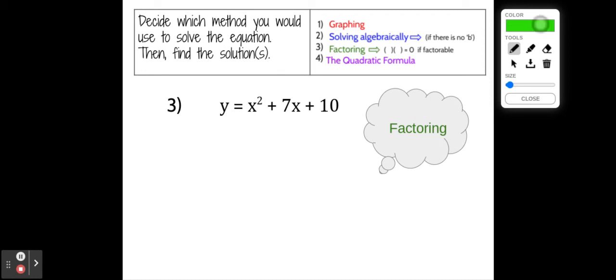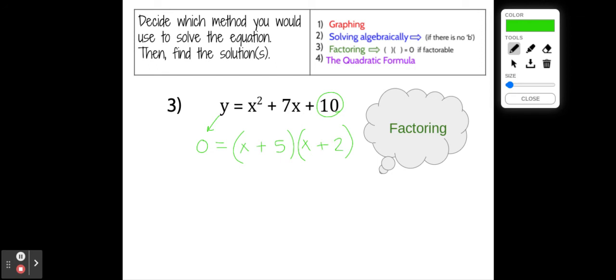So let's do factoring. Okay, so I'm going to set y equal to 0. And I'm going to factor this. Oh, that kind of turned out goofy. Try that again. Okay, so we know that this is going to be x times x. And now we need what multiplies to 10 that you can use to add and get 7. And that would be 5 times 2. They both have to be positive to multiply to get a positive 10 and add to a positive 7.